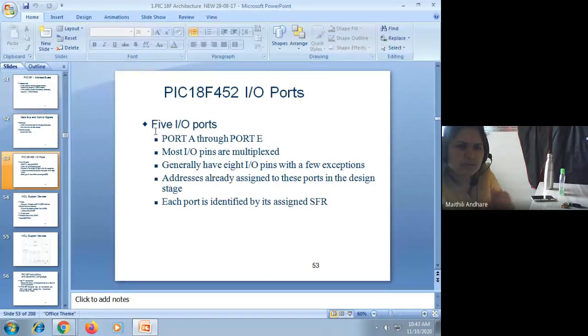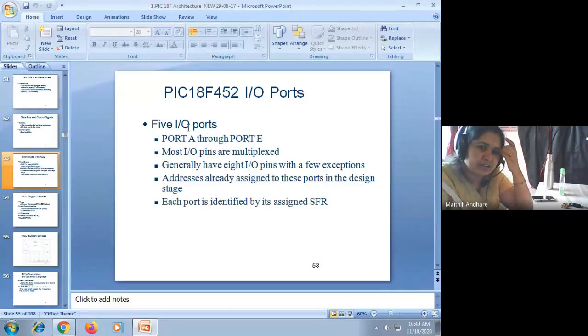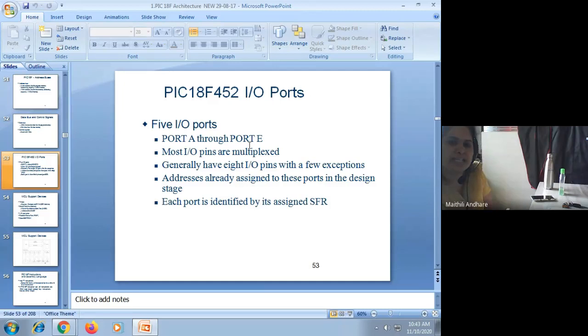Then, as I told right now, how many ports are there in the PIC microcontroller. A total of 5 ports are available, A to E, and I have given the size of each port also. Port A and E do not have 8 pins, but port B to port D have 8 pins. Port A has only 6 pins, and port E has 3 pins.